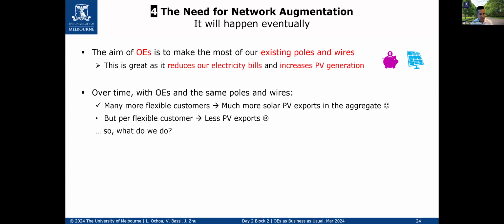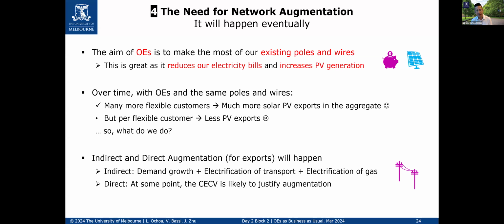However, over time, with operating envelopes and the same poles and wires, as much as we can have much more generation in the aggregate, we'll have many more flexible customers, but per flexible customer, we'll have less exports. So what do we do? That's the question, and we need to understand it because that is what is going to happen.